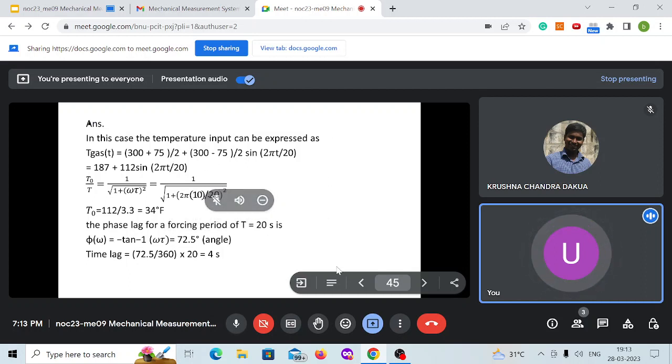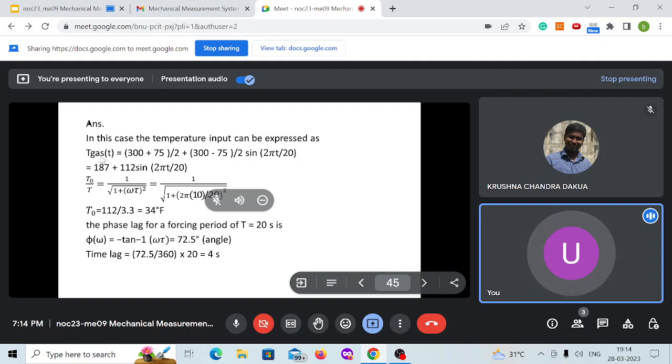So 300 minus 75 divided by 2 will give you the amplitude of the waveform, or the wave signal, into sine omega t. We also know that it's oscillating at a frequency of 0.05, or a period of 20 seconds. So omega is 2 pi by T, so 2 pi by 20 into t. That gives the temperature of the gas, how it's varying. Simplifying it, we get T, the temperature of the gas at any time t, is 187 plus 112 sine 2 pi t by 20. So that's the gas temperature, how it's behaving.